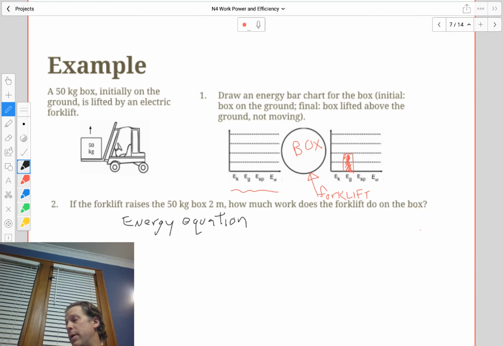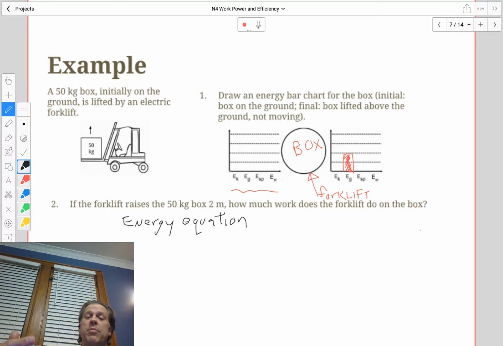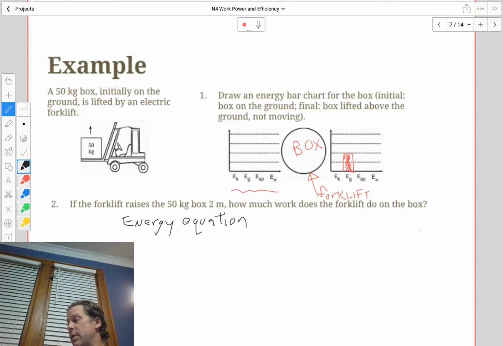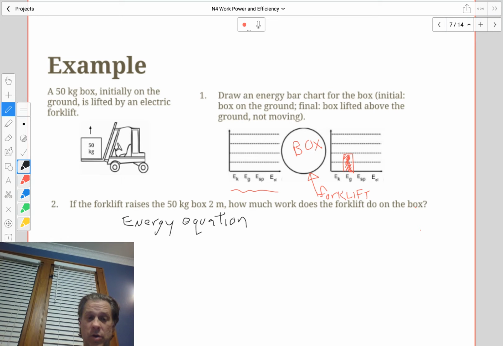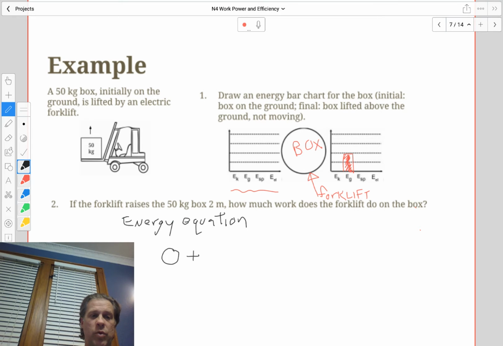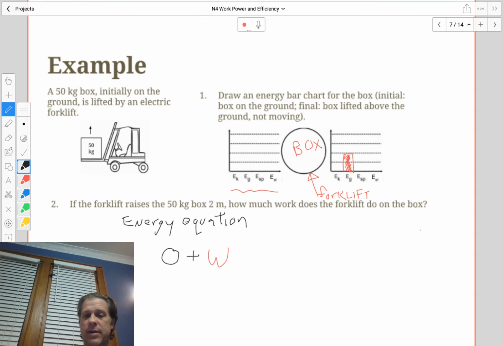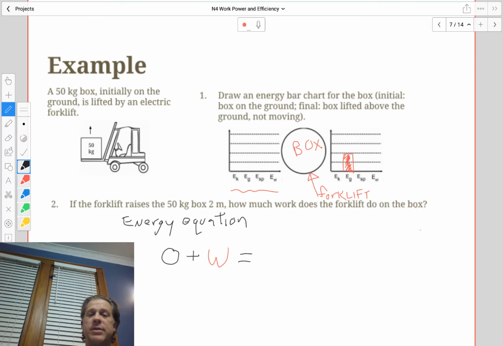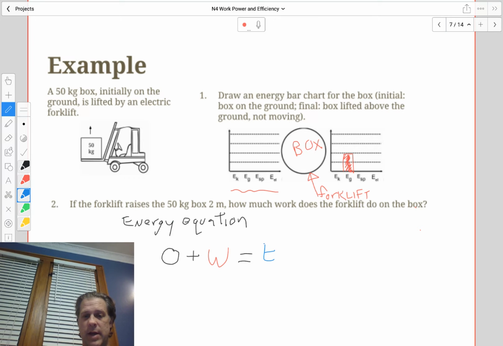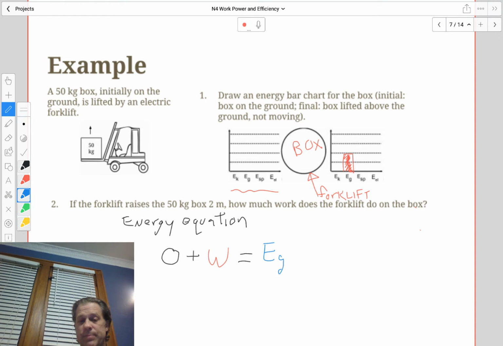And remember, our energy equation is the initial part of the system plus the final part of the system. So in this case here, initially we had no energy in the system because the box was sitting on the ground. We had some work being done on the system by the forklift, and then the box was fighting against gravity, so the energy in the system was gravitational energy.